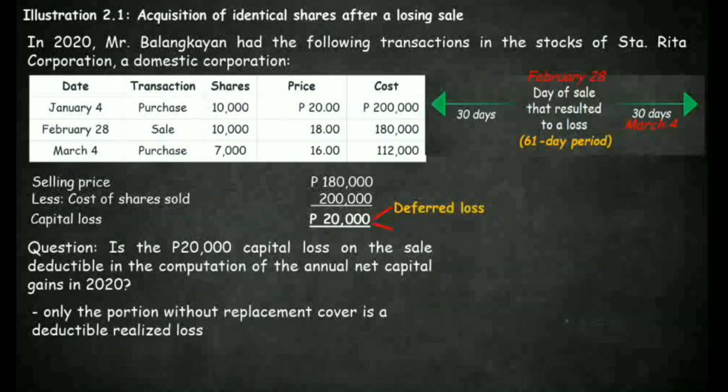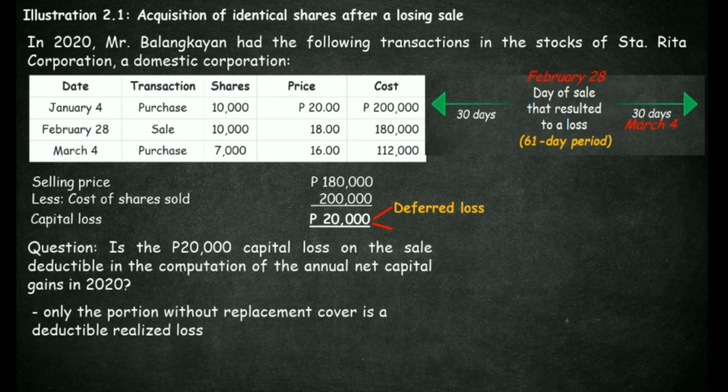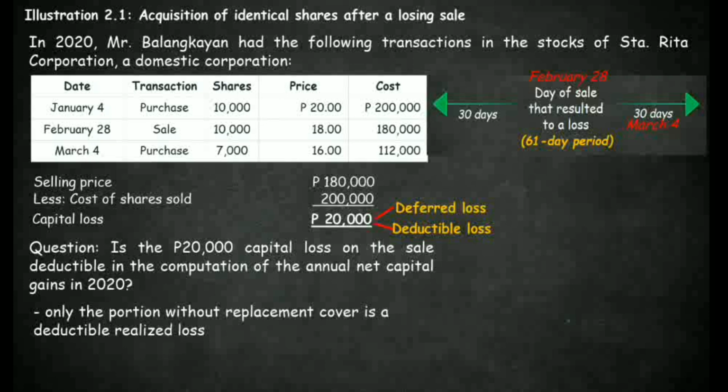And then the other portion of the 20,000 pesos capital loss pertains to the 3,000 shares that were sold and not replaced. So that loss or that portion of capital loss is going to be a deductible loss. Now let's compute how much is the deferred loss and how much is the deductible loss. So we're going to develop a fraction.